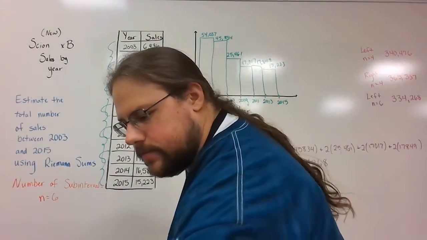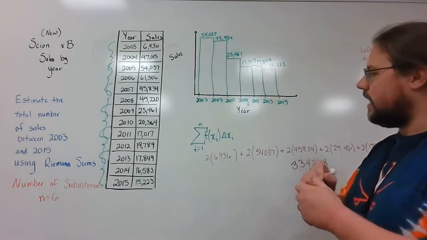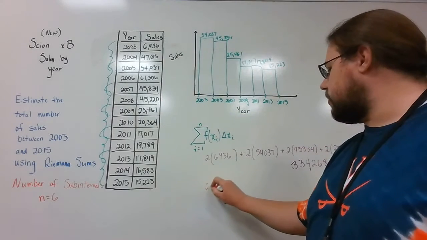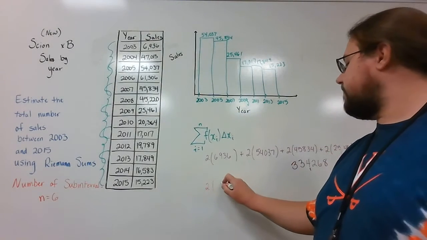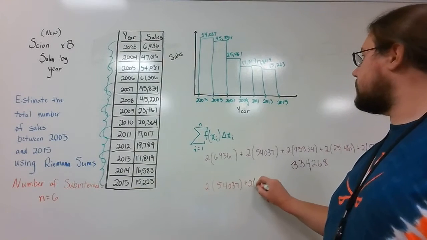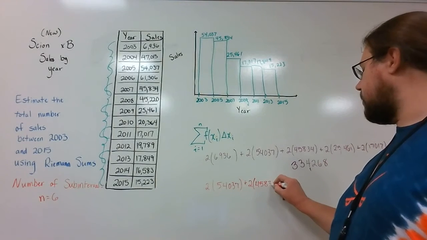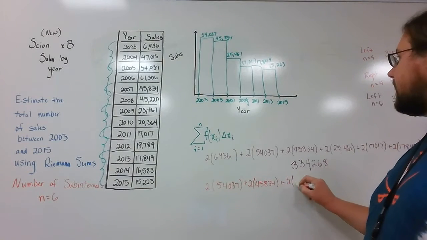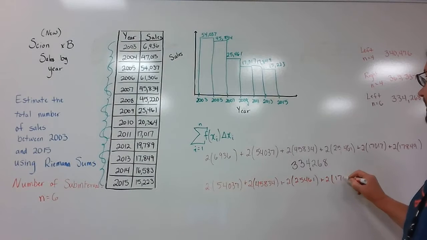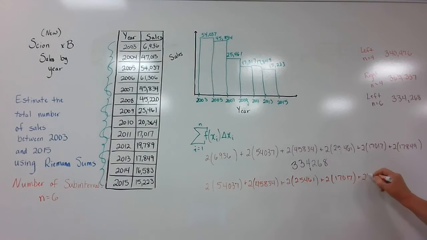Here I go. So again, my width is 2 years. So I'm going to multiply 2 times 54,037 plus 2 times 45,834 plus 2 times 25,461 plus 2 times 17,017 plus 2 times 17,849, and my last number here is 2 times 15,223.